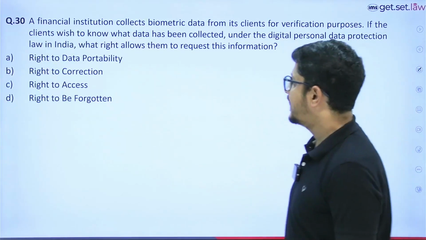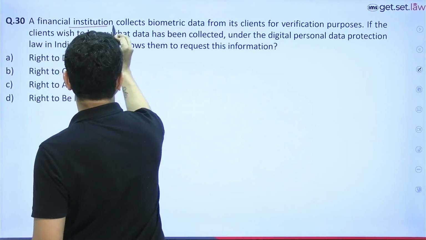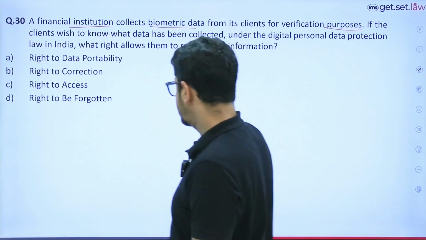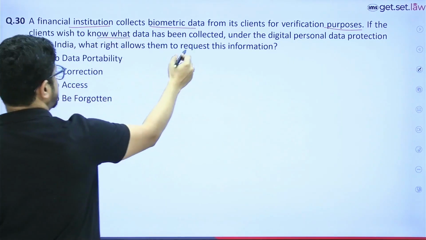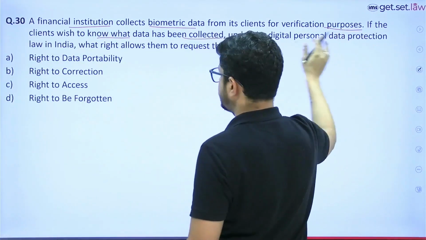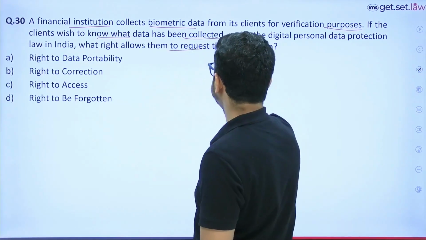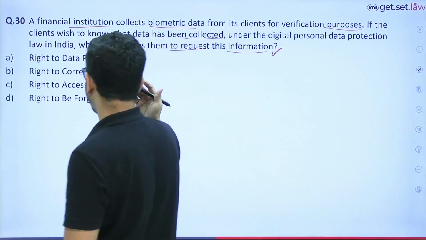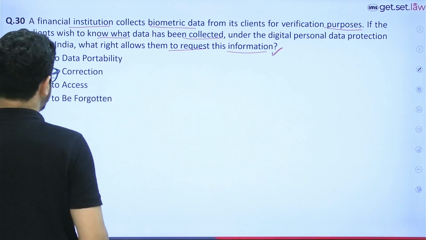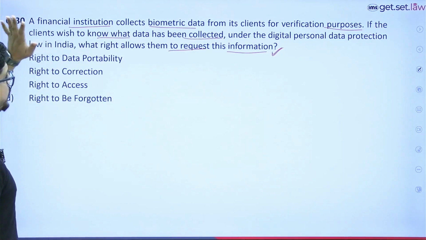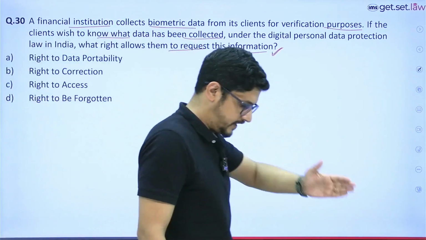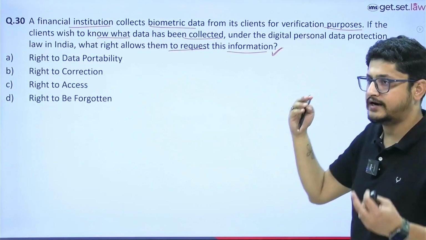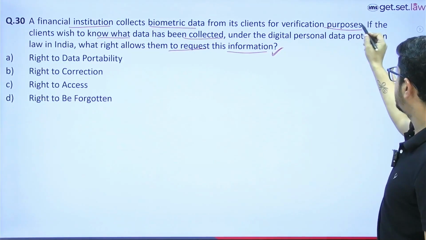Next. A financial institution collects biometric data from its clients for verification purposes. If a client wishes to know what data has been collected under the Digital Data Protection Law in India, what right allows them to request this information? Is it the right to data portability, correction, to be forgotten, or the right to access? Now basically we need to understand what the question is asking. A financial institution is taking your data. It wishes to know what data has been collected, that is, whatever data you are using for the verification purpose.